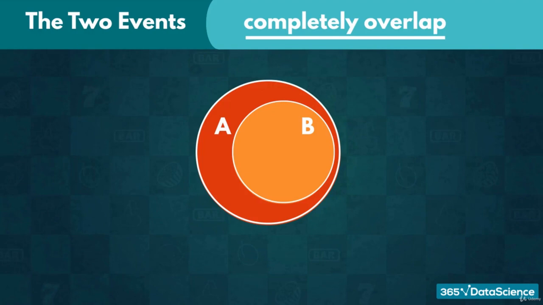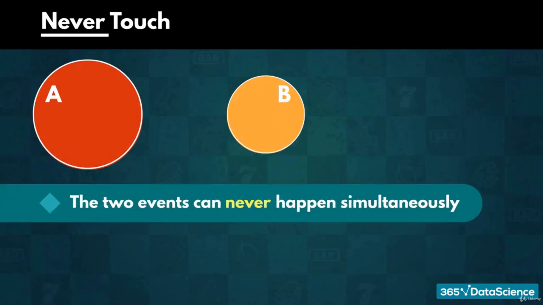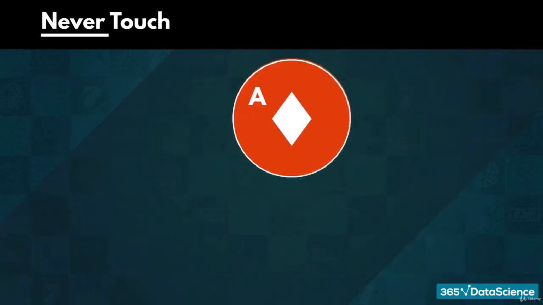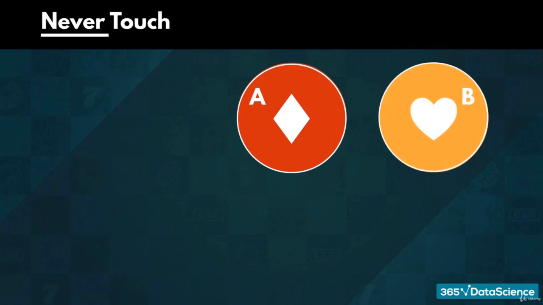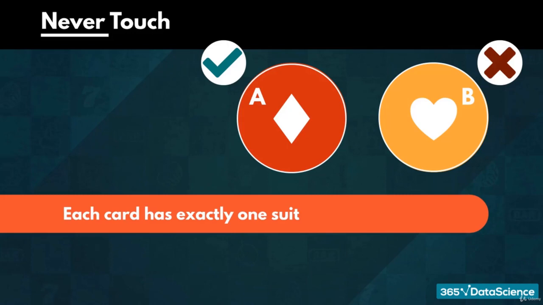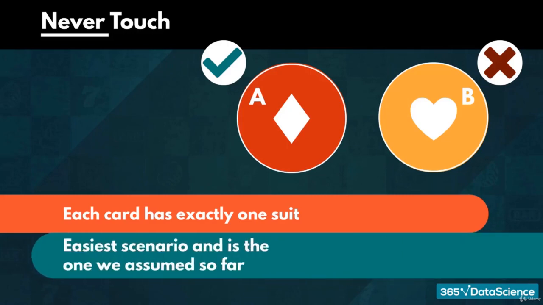If the two circles never touch, then the two events can never happen simultaneously. Essentially, event A occurring guarantees that event B is not occurring, and vice versa. Continuing with another card example, getting a diamond and getting a heart would be such a situation. If we get a heart, we can't get a diamond. And if we get a diamond, we can't get a heart, since each card has exactly one suit. That's the easiest scenario, and is the one we assumed so far in the course.